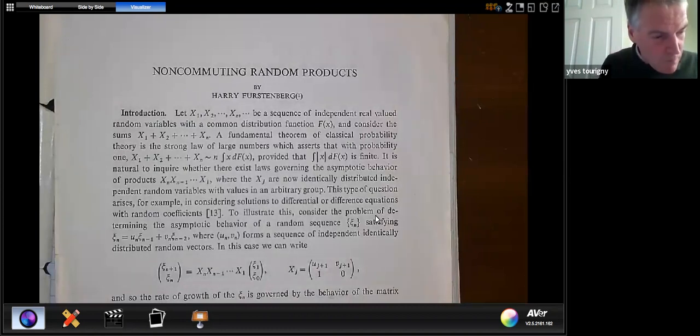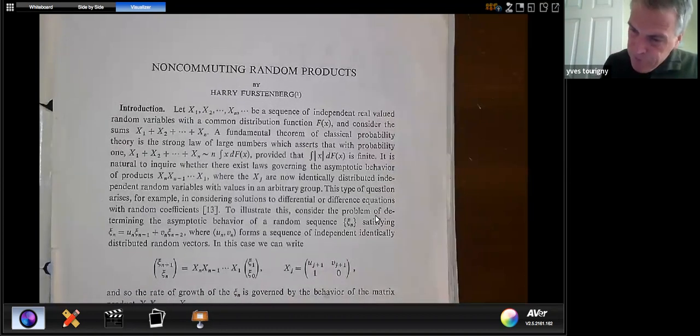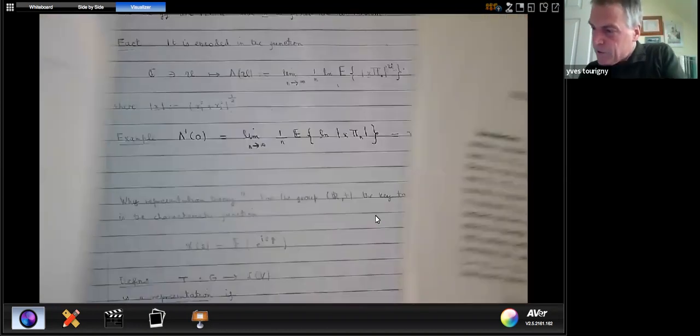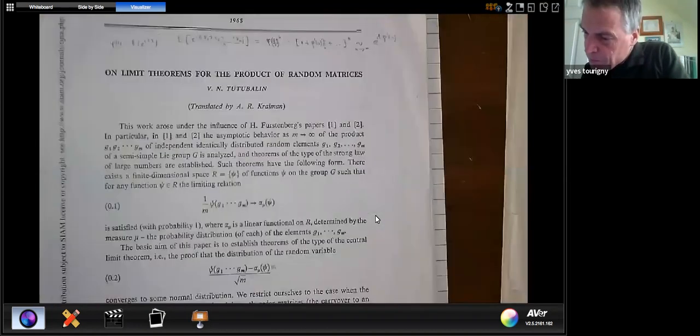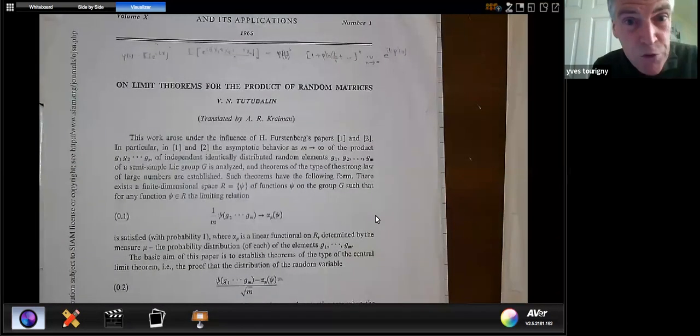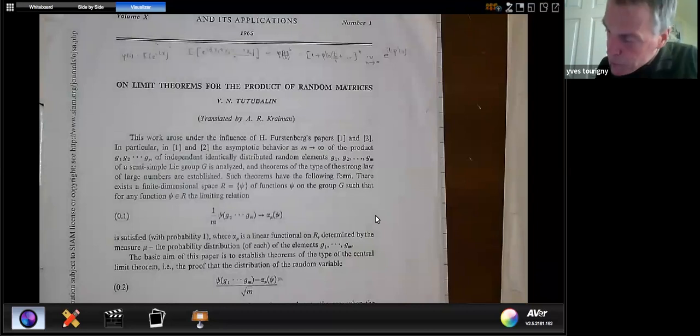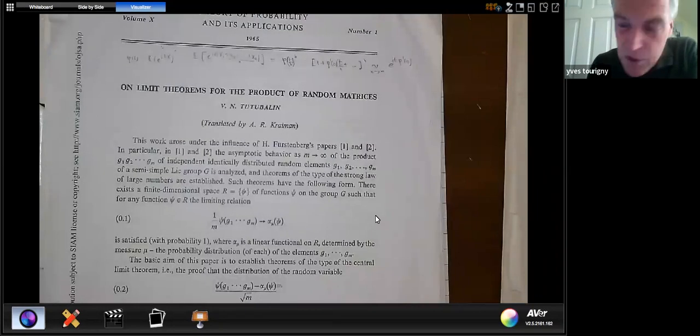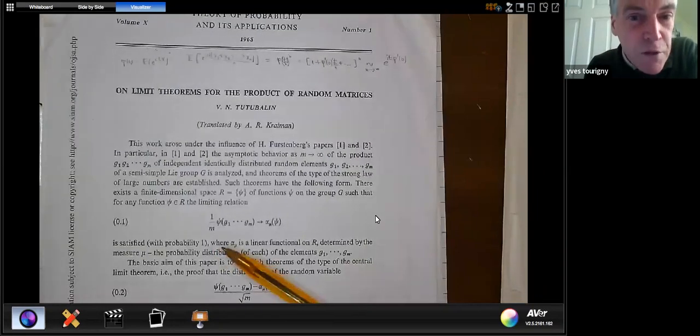And a few years later, we had another paper, which is quite important for what I want to say, which is a paper due to a Russian, Tutubalin. And what he did, he picked up the work of Furstenberg and went a little bit further and proved the central limit theorem.